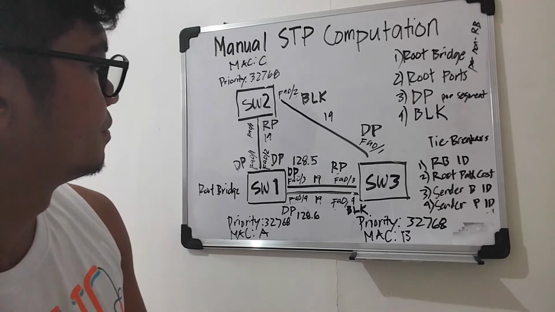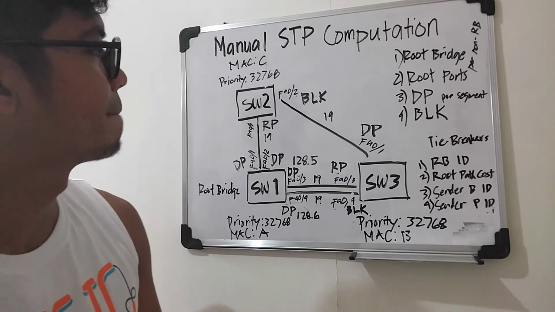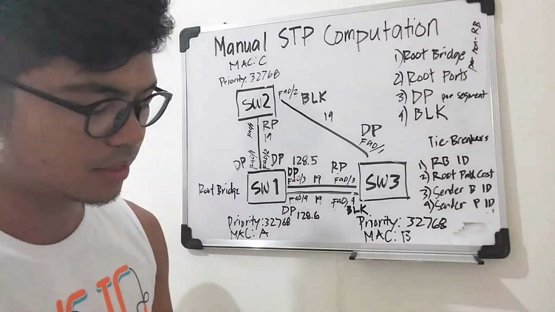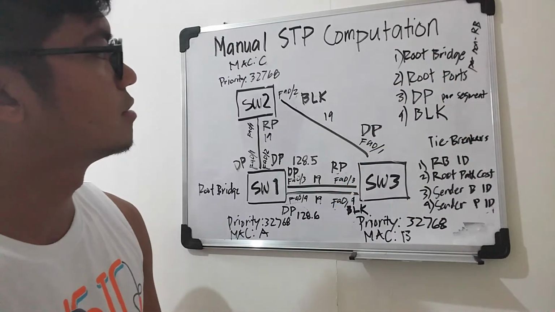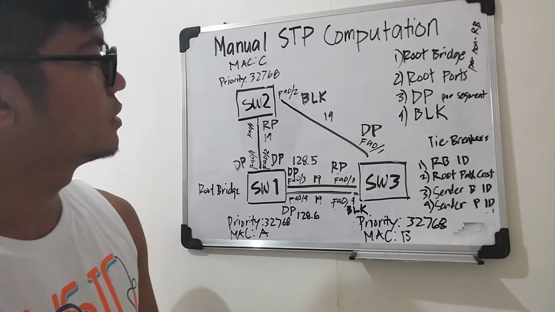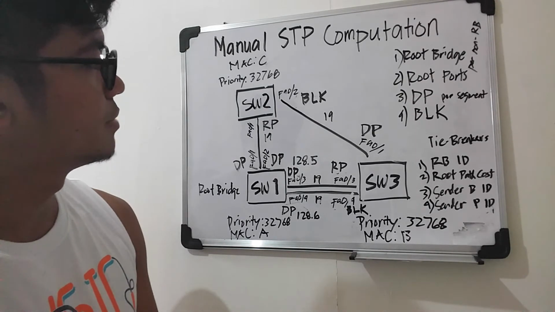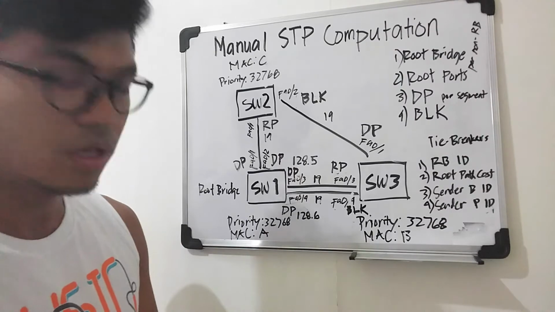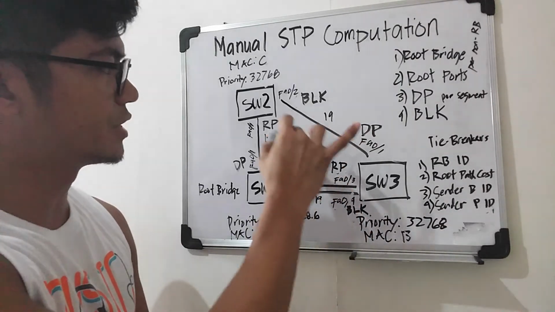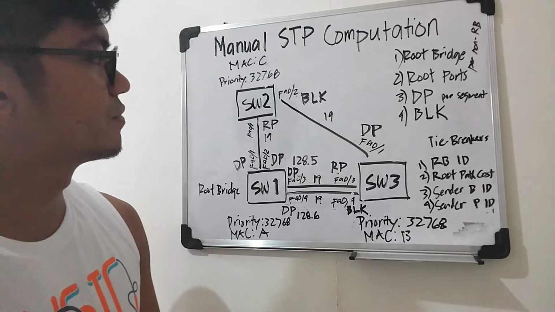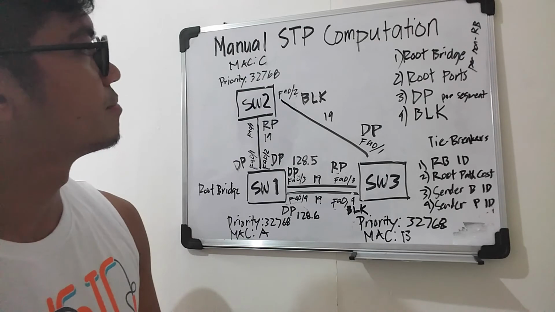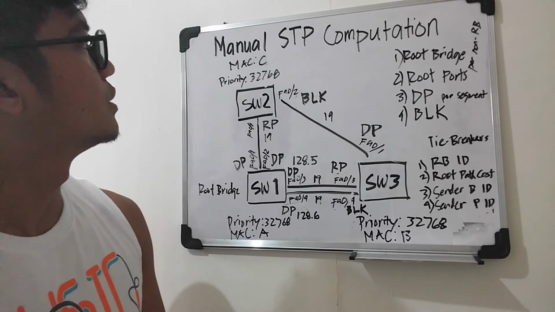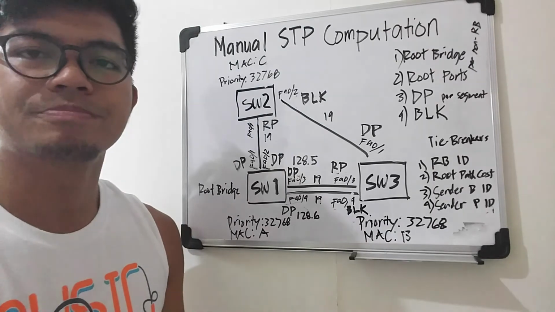Yeah, that's it. It's just simple. You just have to memorize these things here on the side. By the time the switches have identified these ports, STP will have converged. So that's how you would do manual STP computation. So yep, thanks.